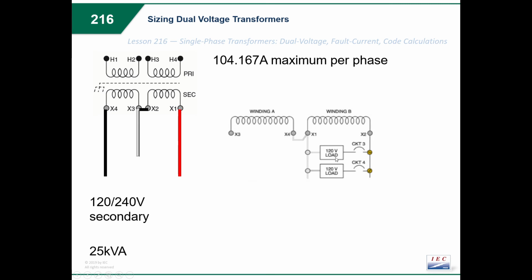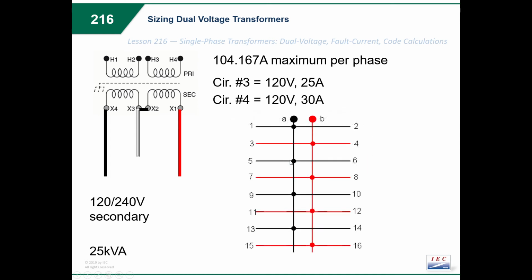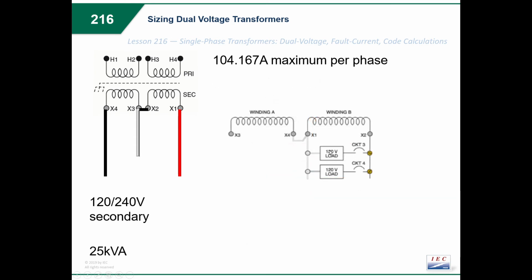So the first thing they do, they throw a couple loads on this circuit here. They tell us circuit 3 is a 120 volt load, 25 amps. Circuit 4 is a 120 volt load, 30 amps. Let's quickly revisit how a panel is connected. Remember, circuit 3 and 4, they're both connected to phase B. So both of these loads, 3 and 4, are on winding B. So they're both on the same phase, okay? So if we have 30 amps and 25 amps, we add them up, we have 55 amps right now on B phase. So far, nothing on A phase.